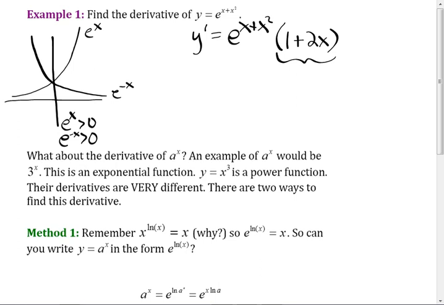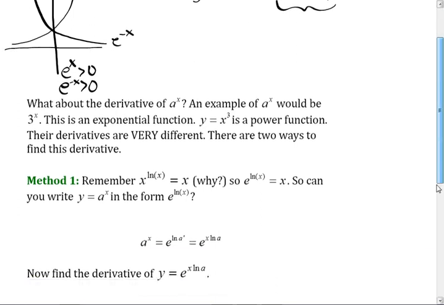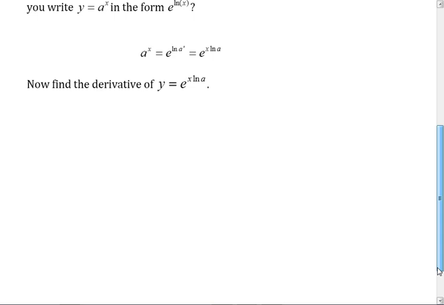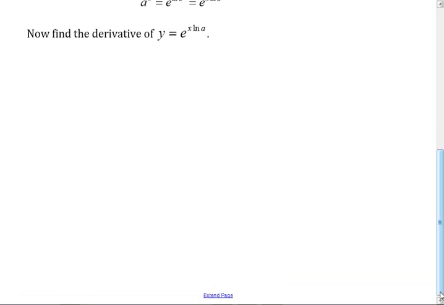Okay, so what about the derivative of a to the x? We'll do it right here, but I'm just going to do the problem. Now, you got to really pay close attention or I can lose you because it doesn't feel comfortable to me, at least, to rewrite this the way I'm going to write it.